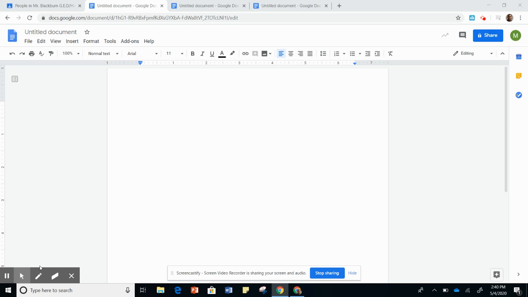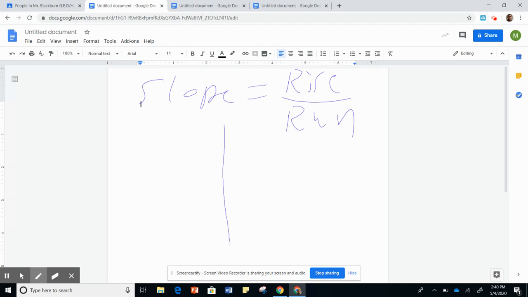Good afternoon, everyone. Today's lesson is going to be on slope. So slope is equal to the rise over the run. Now, basically, we're trying to figure out how steep is the line.